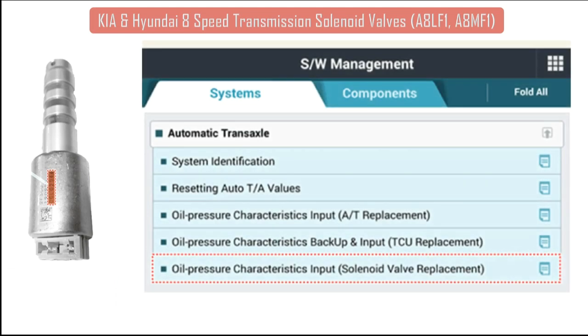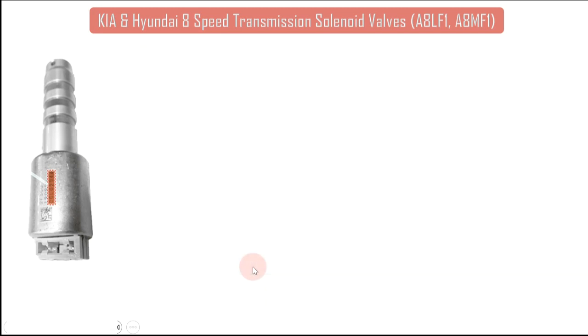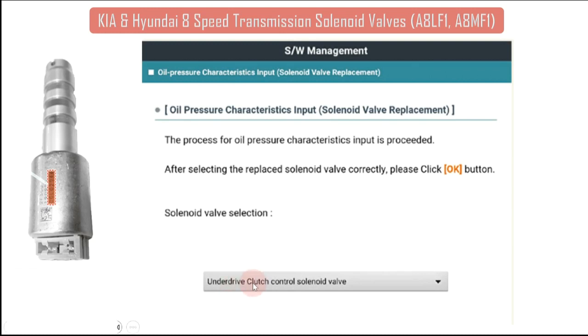For doing that, you need to use the scan tool. In the scan tool, in a special function or in software management, as you see here, we have one item for oil pressure input. After going to the next page, you see some conditions. This function is to input oil pressure characteristics to the TCU after solenoid valve replacement. These are the conditions: ignition switch must be on, shift lever must be in park position, vehicle must be stopped, and engine must be stopped as well. Then you only need to select your solenoid valve from here.